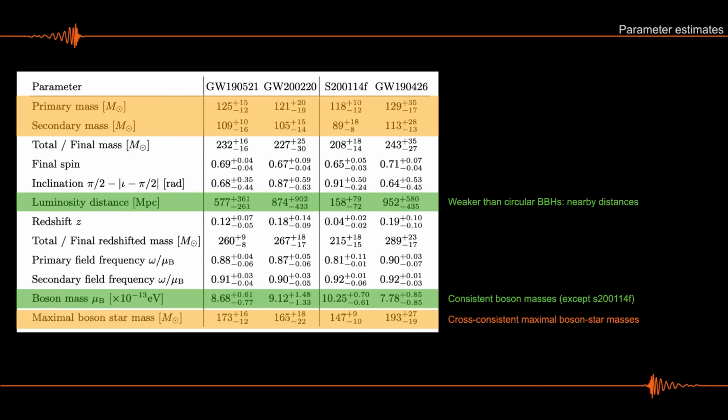These are the boson masses we infer. I will show all of them in a plot next. But basically, the two events that are confirmed detections and that do not strongly reject or accept the boson-star scenario give you very similar masses, and that's quite interesting. And then for the weirdo, we get something that is quite more inconsistent.